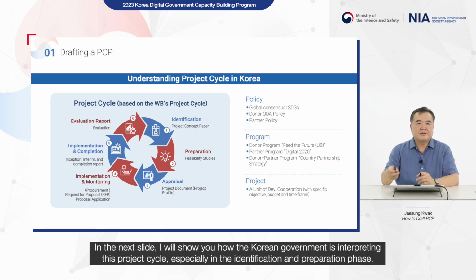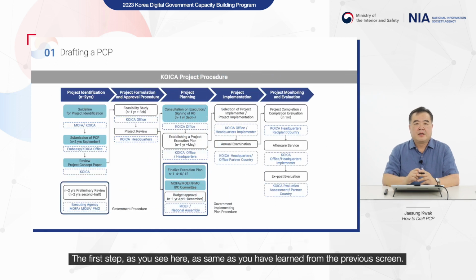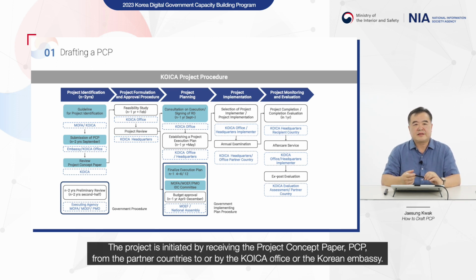In the next slide, I will show you how the Korean government is interpreting this project cycle, especially in the identification and the preparation phase. The very first step, as you see here, is the same as you have learned from the previous screen. The project is initiated by receiving the project concept paper, PCP, from the partner countries by the KOICA office or the Korean embassy.